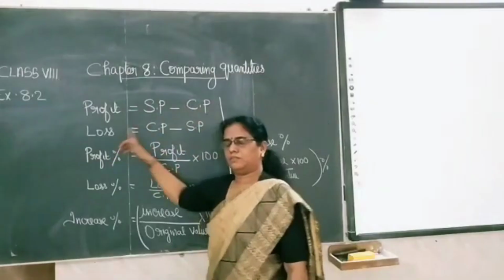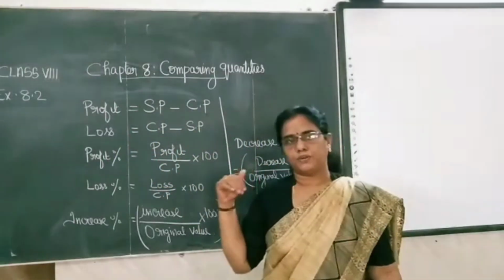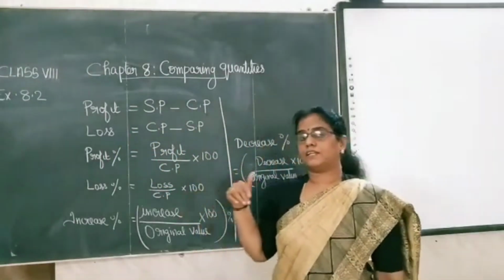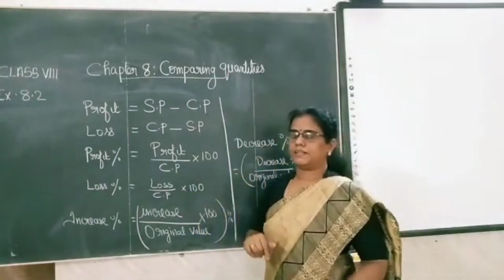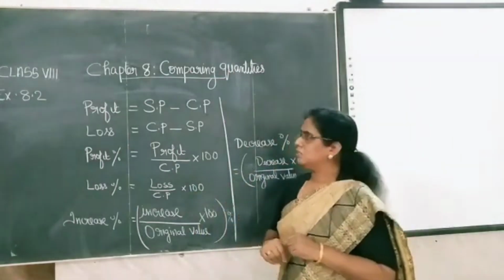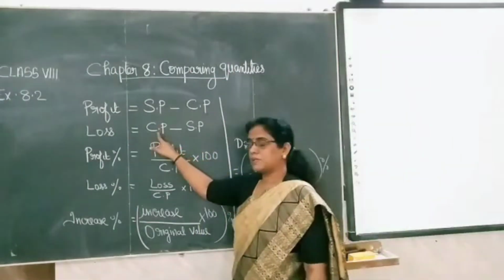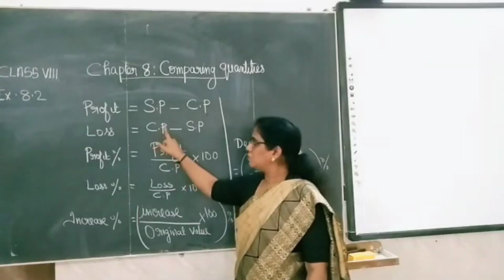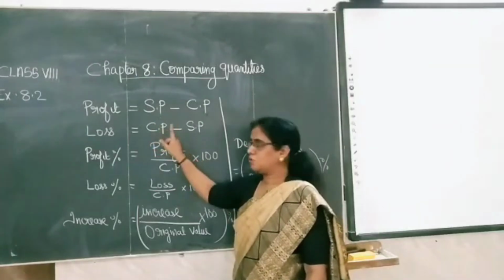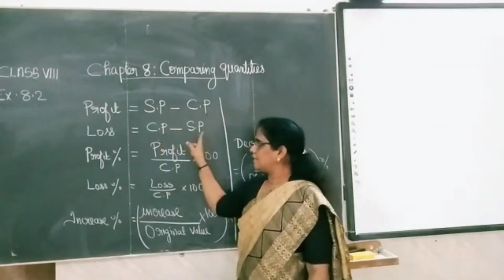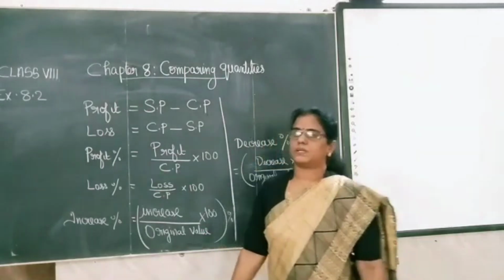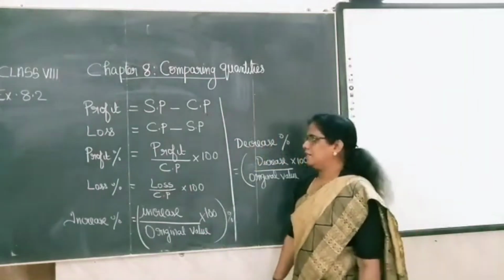Loss, that is, if I am buying a pen for 10 rupees and if I am selling for 8 rupees, then in that case I am having loss. So here in this case, cost price will be greater. So big number we will write first. Cost price minus selling price. Loss equal to cost price minus selling price.